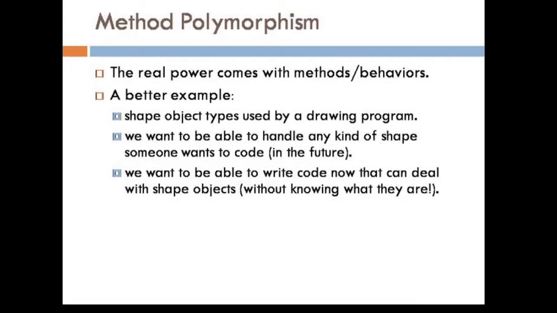What is method polymorphism? The real power comes with methods and behaviors. A better example is shape object types, using a drawing program. We want to be able to handle any kind of shape, even ones someone wants to code in the future. We want to be able to write code now that can deal with shape objects without knowing what they are.